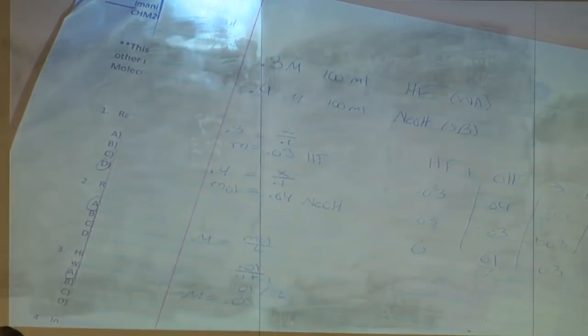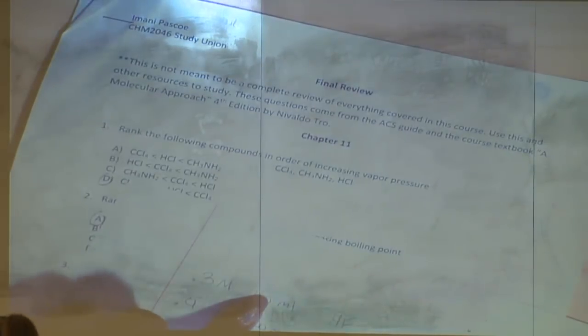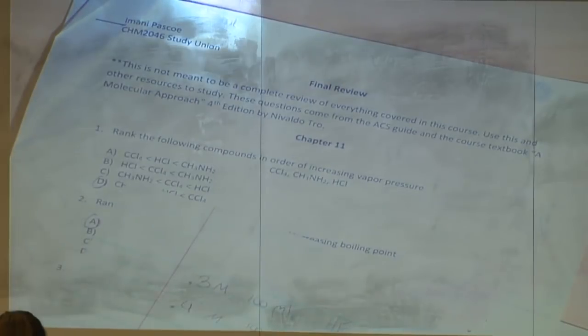How come we get like 0.1 plus 0.1, or like added liters? So we had 100 milliliters of this weak acid, 100 milliliters of the strong base. Oh.